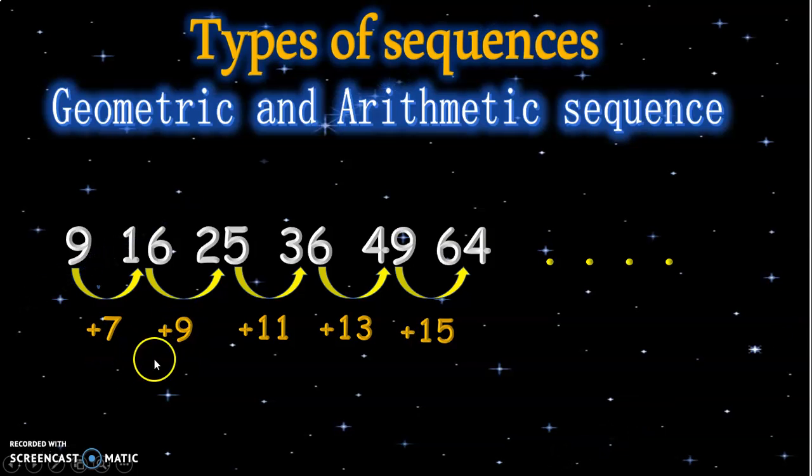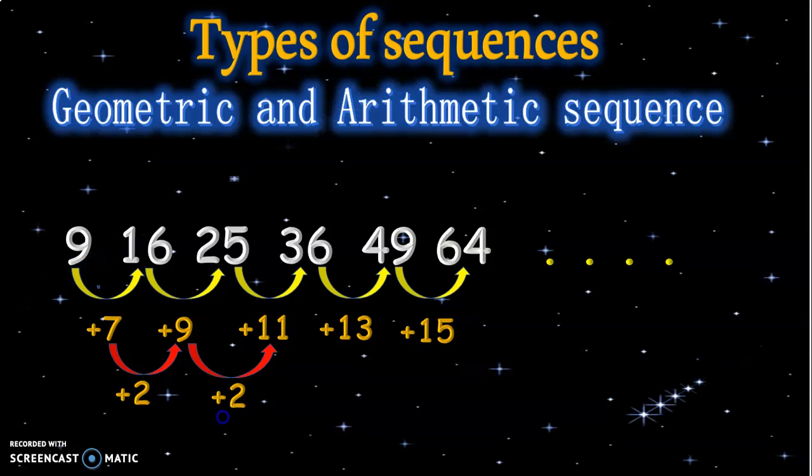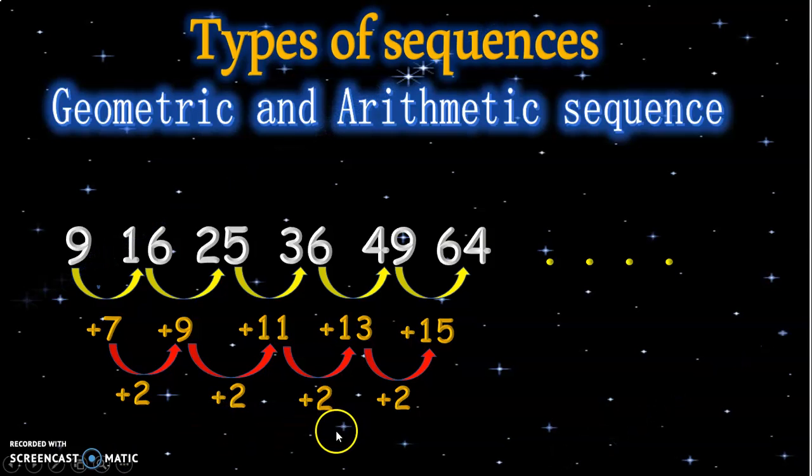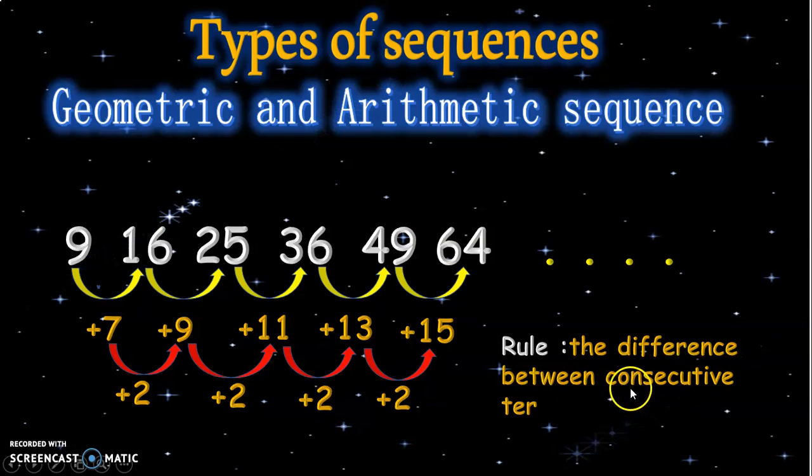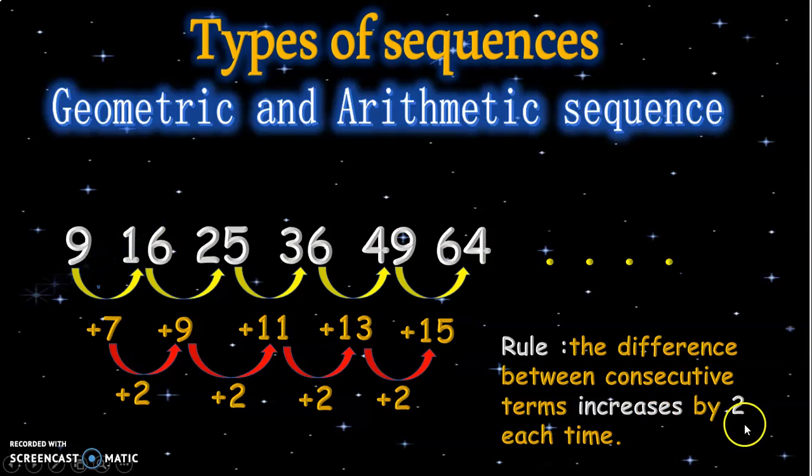As you see, what can you say about the pattern of the difference of each term? Each one increases by 2. Every time you go to the next term, the difference increases by 2. So the difference between consecutive terms increases by 2 each time. Okay, there is another rule that we can say is geometric.